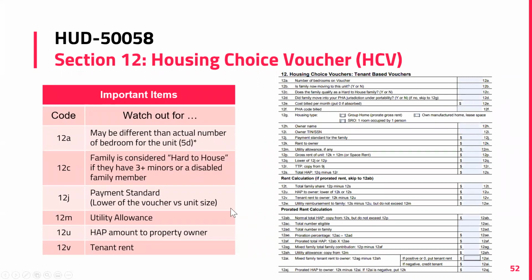12J is a payment standard. That goes back a little bit to the 12A. If they issue a voucher for a 3-bedroom, they pick a 2-bedroom, they're going to issue payment for a 2-bedroom, not a 3-bedroom. Vice versa, if they're approved for a voucher for a 3-bedroom, but they're selecting a 4-bedroom, they're only going to be issuing payment as high as a 3-bedroom. Then utility allowance, help amount, and tenant rent are pretty self-explanatory.